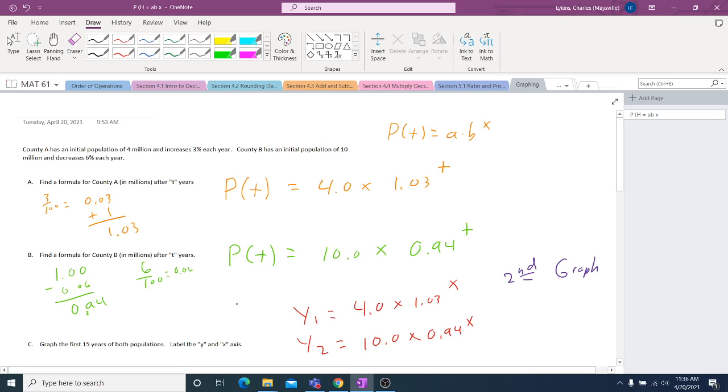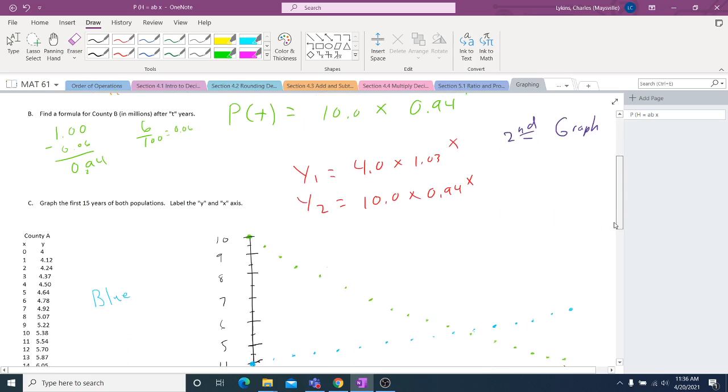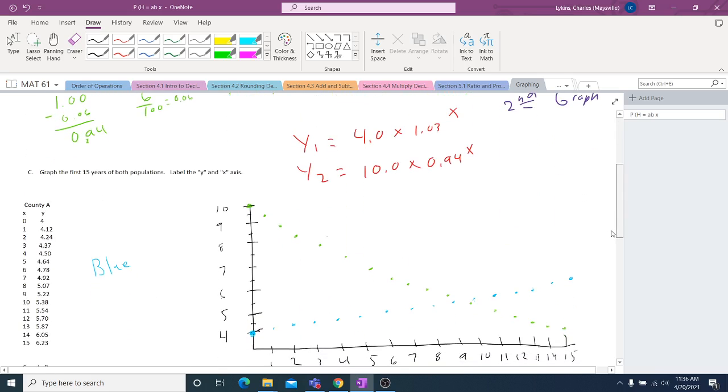So in part C, it's going to ask you for the first 15 years, and then label the x and y values. So it wants you to graph them. I went ahead to save us some time, but I'm going to show you what I'm doing. The first table is for county A. That's your x, and this is your y1.